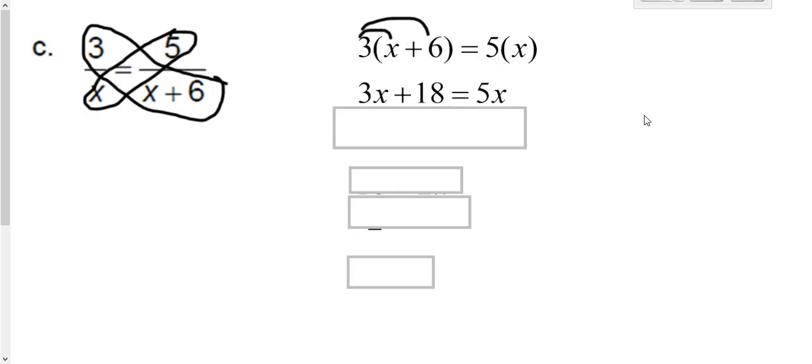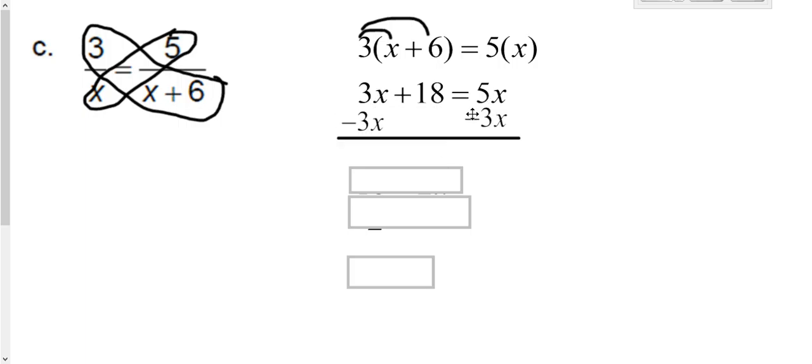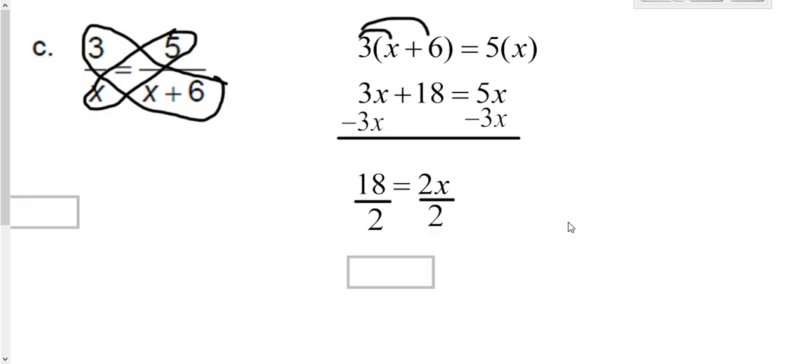5 times x, 5x. Again, we have x's on both sides. I'm going to get rid of them over here by subtracting the 3x. So these go away. We're left with 18 on this side and 5 minus 3, 2x's over there. Last step, divide by 2. And we get x equals 9. Not too bad.